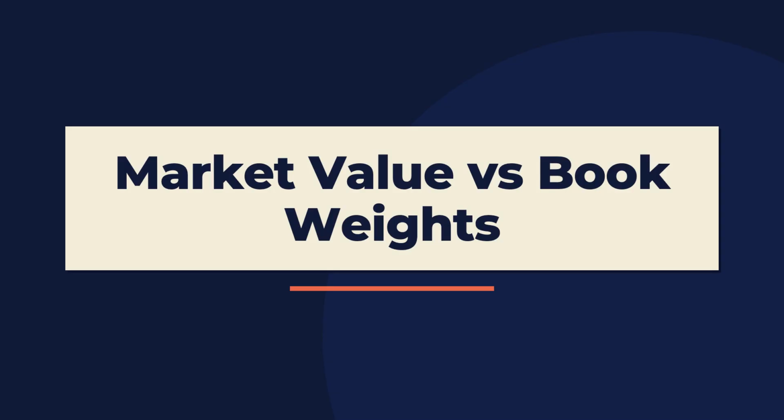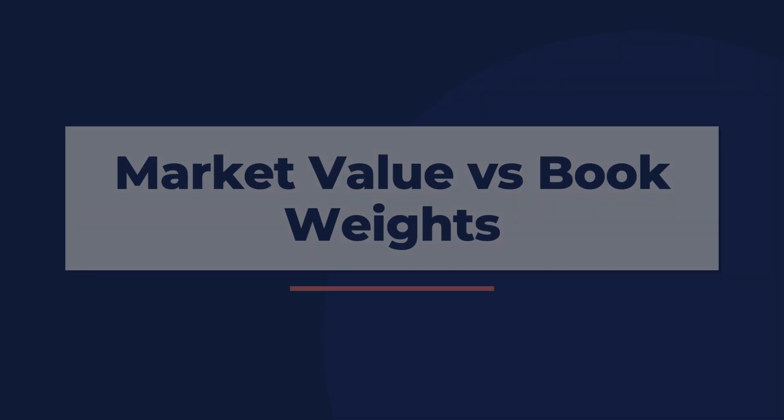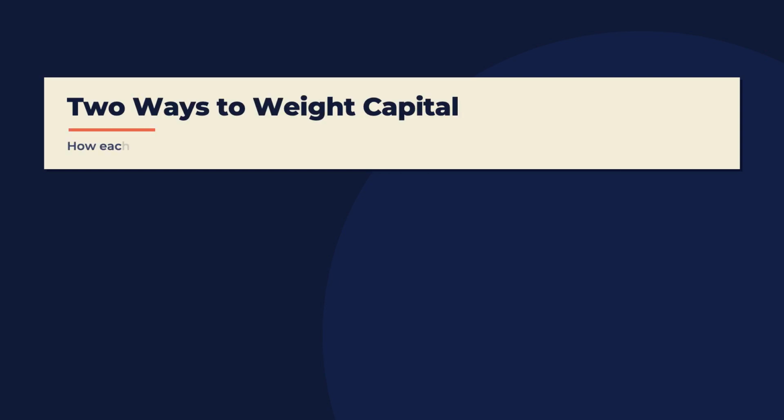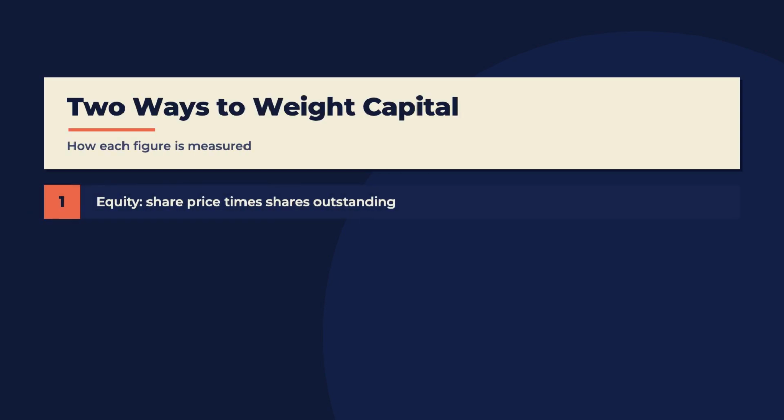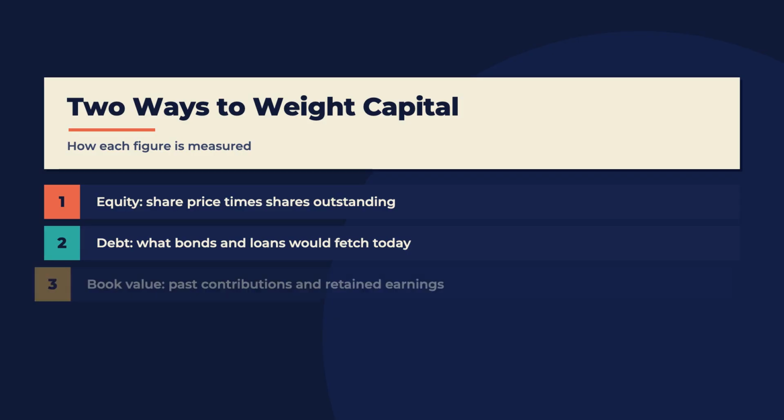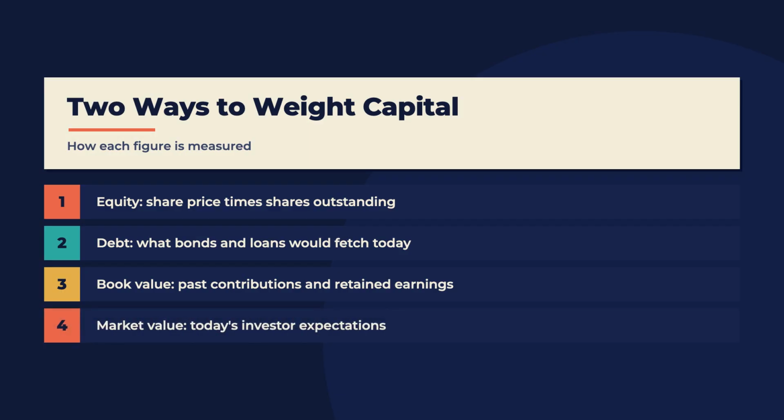What would it cost right now to buy out every investor in the firm? For equity, market value is the current share price times shares outstanding. For debt, it is what the securities would fetch today, though book often stands in since it's usually close. Book value, by contrast, only reflects what was contributed and retained in the past.